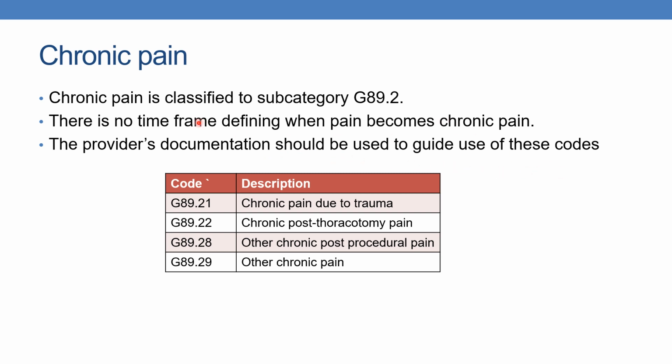The various chronic pain codes are G89.21, chronic pain due to trauma, G89.22, chronic post-thoracotomy pain, G89.28, other chronic post-procedural pain, and finally G89.29, other chronic pain. These are the 4 codes under the category chronic pain G89.2.